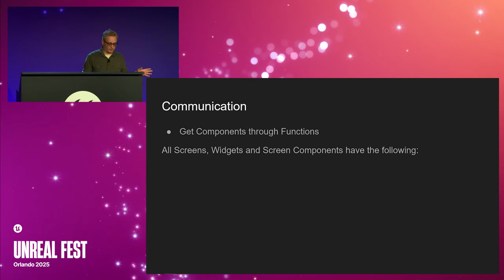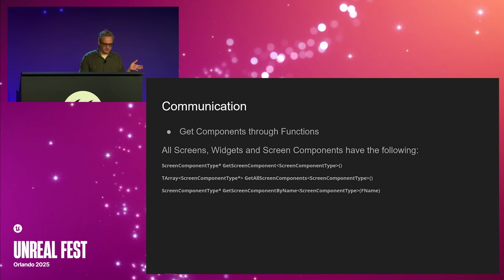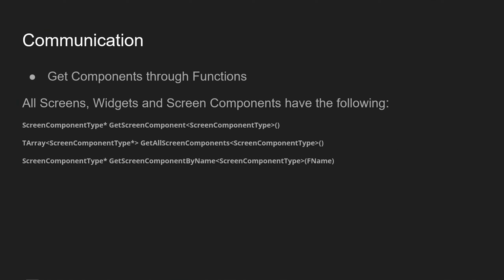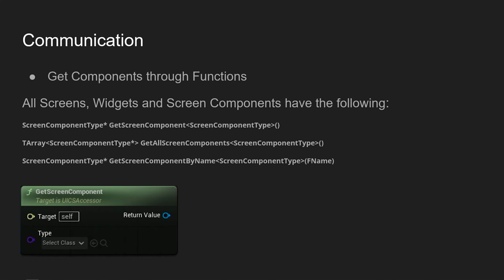You have to be on a screen, right? So if you're a screen, a widget, or a screen component, we're going to give you some functions for you to get screen components from the screen you're on. Like this one, GetScreenComponent: you give it a type, it'll give you the first component of that type. And there are a couple variations on that to get things that are more specific. These are also all available in Blueprint as well.